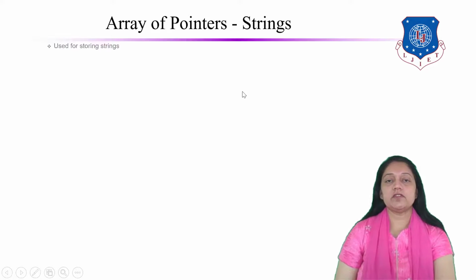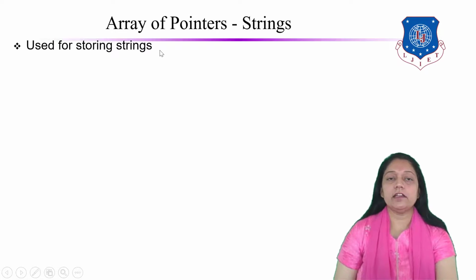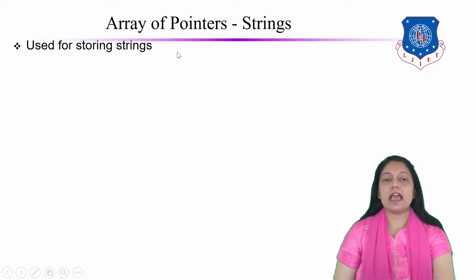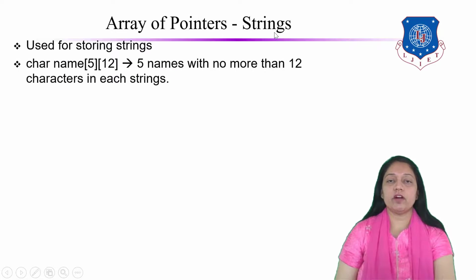Now we'll see array of pointers with strings. Arrays of pointers are used for storing a number of different strings. It means if you want to store more than one name, or the company names, or if you want to store a number of different addresses, then we can use an array of pointers. In the normal method, if you want to store a number of different strings, we used to write char name[5][12], which means we are going to store 5 names and each name will have a maximum of 12 characters. This was our normal notation or declaration of a two-dimensional array.